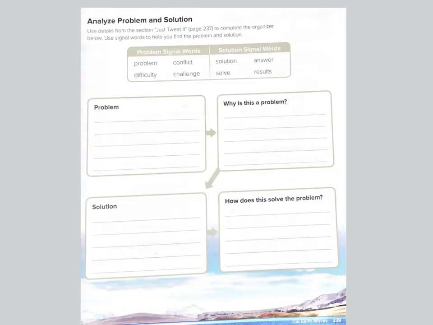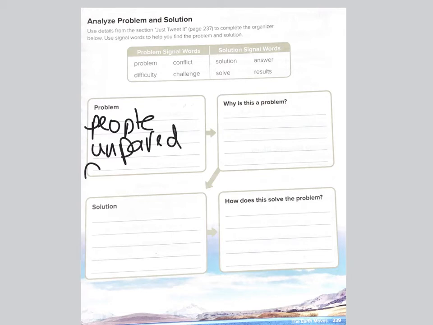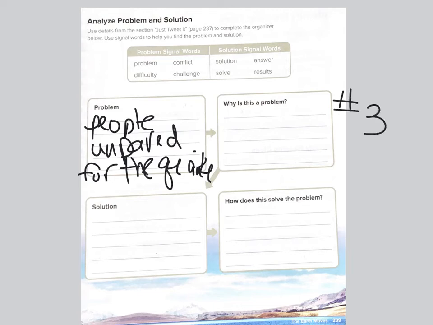Now, in paragraphs 3 and 4, we noticed that there was another problem. The problem that Sebastian realized when 500 people were killed in Chile was that people were unprepared for the quake. So here is our problem. They were unprepared for the quake. Okay? So we have to figure out why is that a problem? Because people were dying. Okay, and that's in paragraph 3. It tells us that 500 people died because of that.